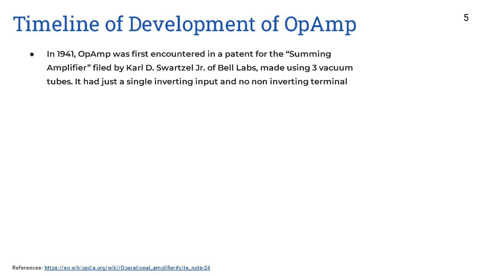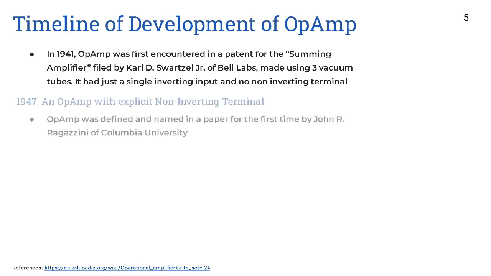we see nowadays. So after this, in 1947, an op-amp with an explicit non-inverting terminal was found in a paper. So op-amp was first defined and named in this paper by John R. Ragazzini of Columbia University. At the end of this paper, a student of Ragazzini gave a design for the op-amp which contained the non-inverting terminal. So this paper talks about the applications of op-amp in negative feedback and how it can be used for control applications. So this was the first time an op-amp with a non-inverting terminal was encountered.